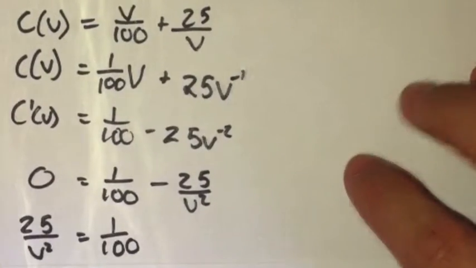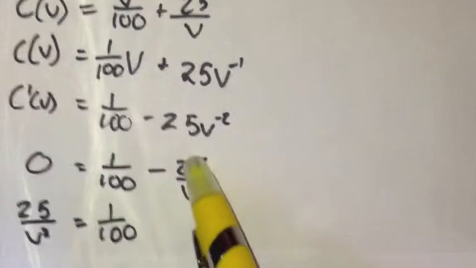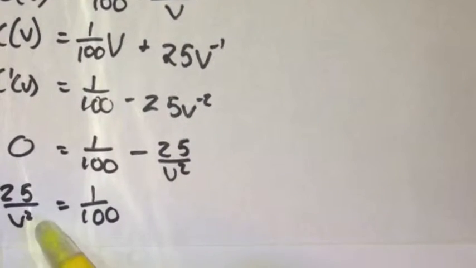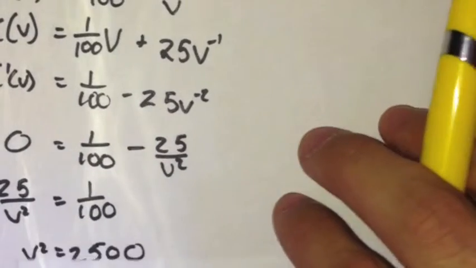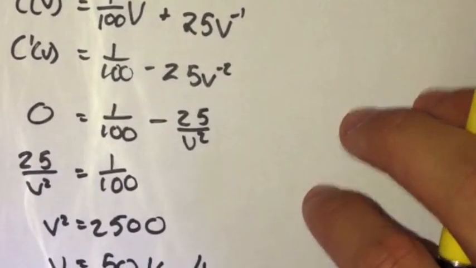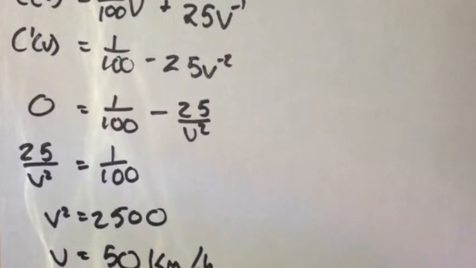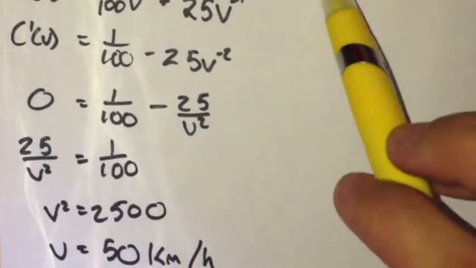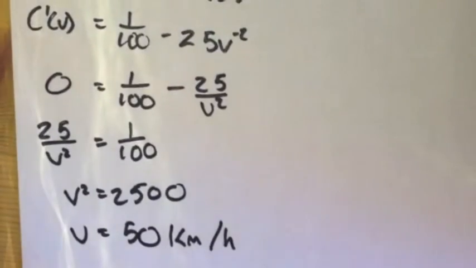So we're going to solve this equation by bringing this section over to the other side, 25 over v squared. Cross multiply, so v squared equals 2500. V equals 50 kilometers per hour. So 50 kilometers per hour is the speed which will give you the lowest fuel cost per kilometer.